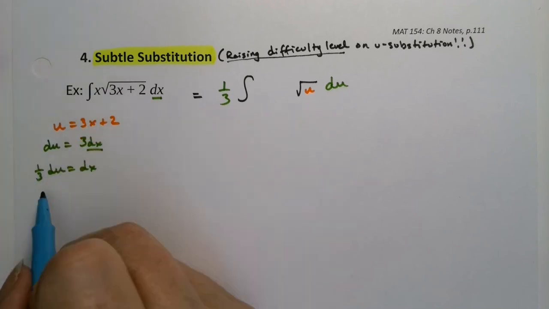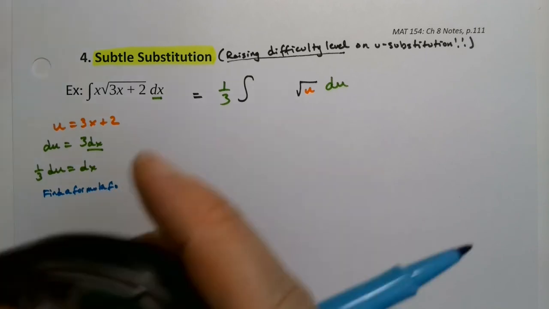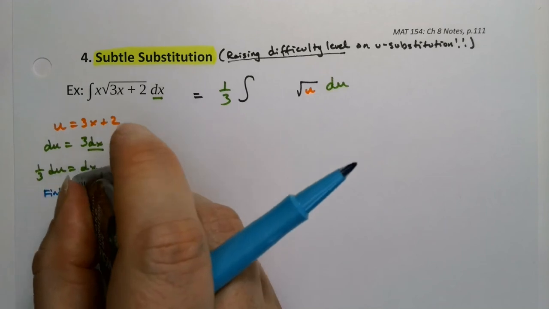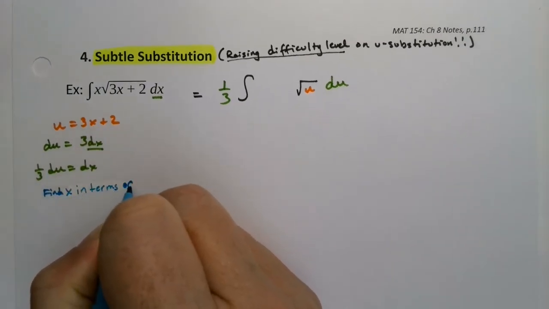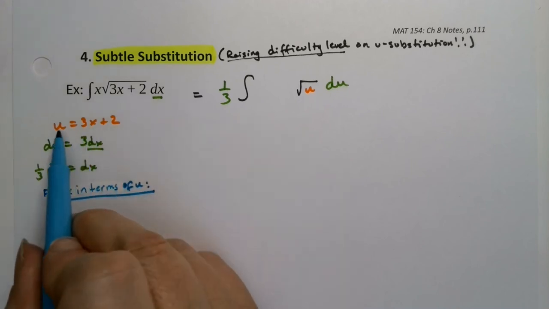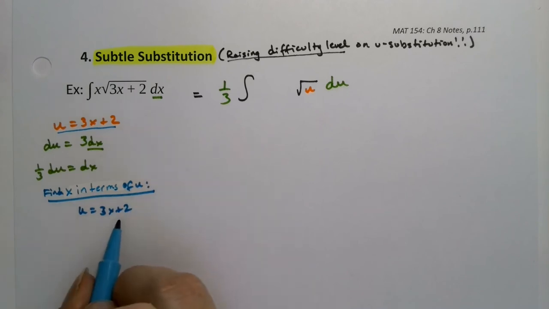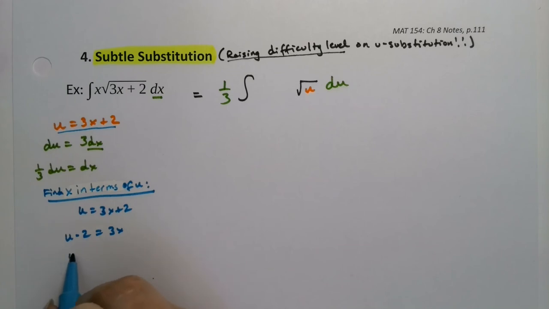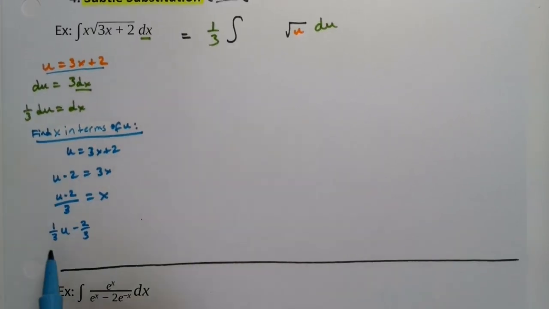So we need to find a formula for x. Or not formula, but we need to find x in terms of u. Let me put it that way. Okay. Well, I know that u is 3x plus 2. So couldn't I solve that for x? U minus 2 would be 3x. So u minus 2 over 3 would be x. Or it would be 1/3 u minus 2/3 if you want to do it that way. Either way, I'm going to do this one right here.